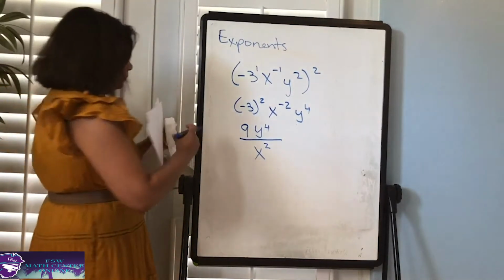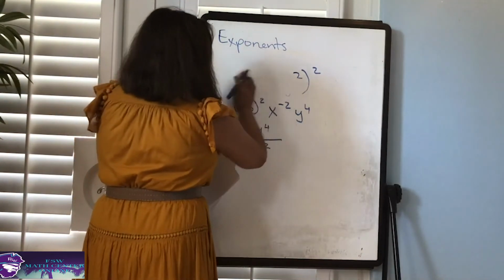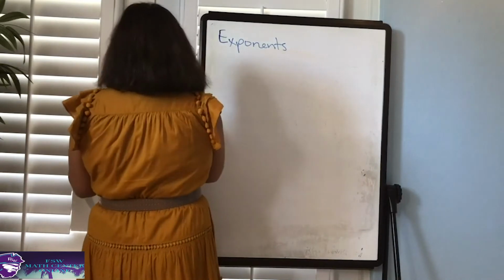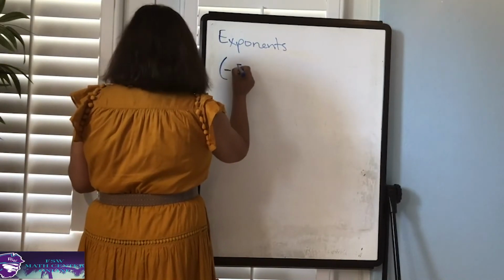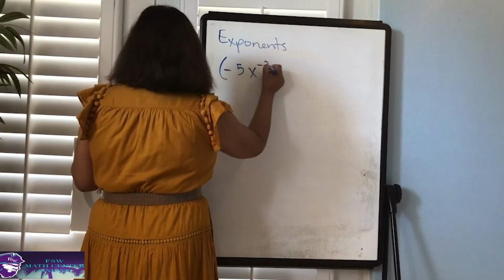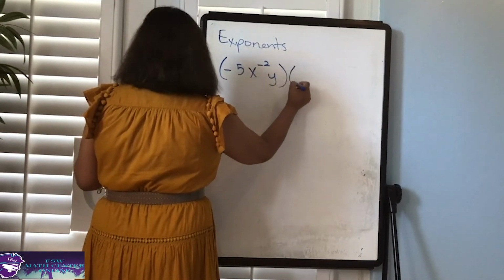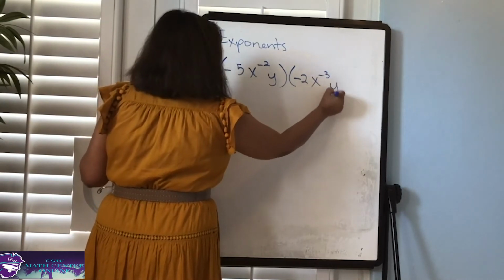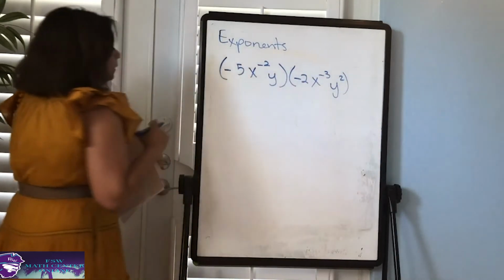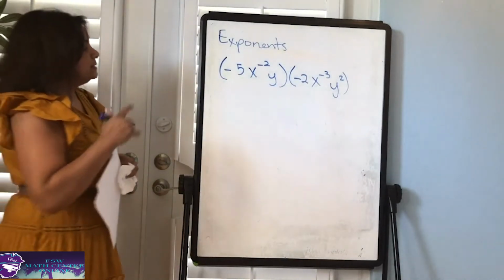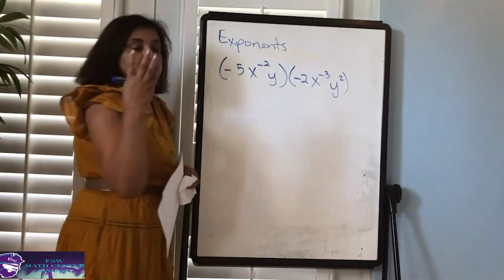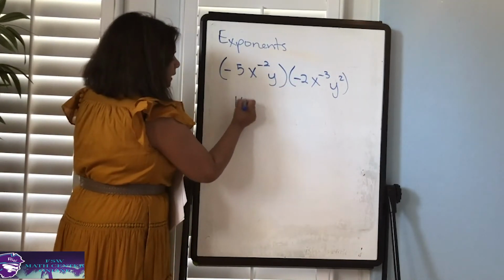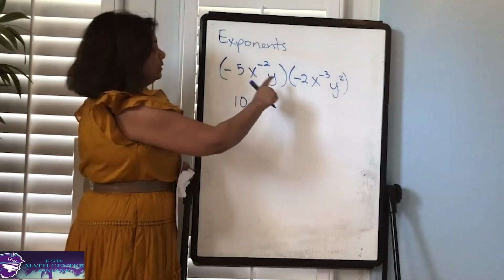Okay, I'm going to do one more. Okay, now we have 2 sets of parentheses. Again, let's go ahead and multiply the numbers the same way that we know. Negative 5 times negative 2 is going to give us a positive 10. Now we get to the exponent part.